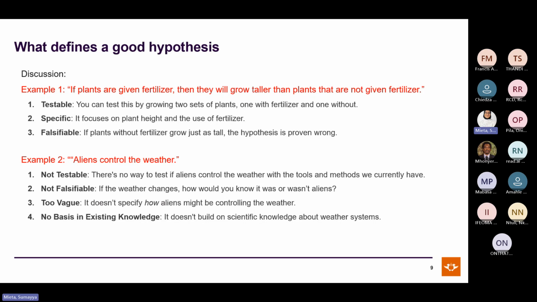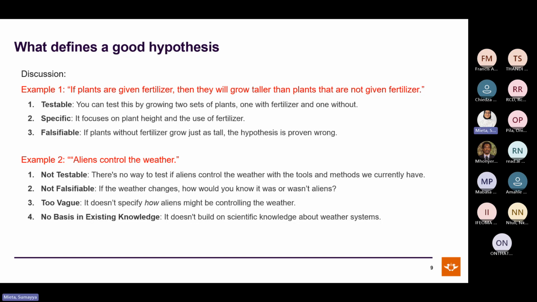The second one: aliens control the weather. How are we going to test this? What methods are we going to use to show that aliens actually control the weather? I think it was a very straightforward one, that reading the sentence already says it's a bad hypothesis. I was wondering how that can be tested. Exactly.